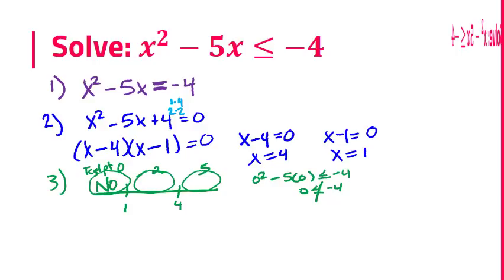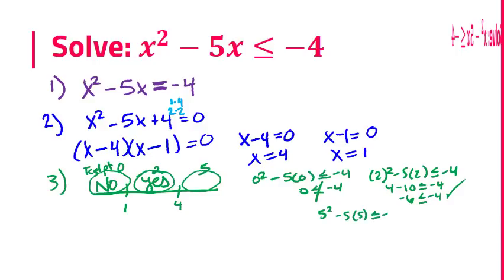I could test another point if I wanted to really prove the point. Now I'm going to test point 2. That means I have 2 squared minus 5 times 2 less than or equal to negative 4. Gives me 4 minus 10. 4 minus 10 is negative 6. Is negative 6 less than negative 4? Yes. So that test point's good to go. And I can make an assumption here. You'll notice there's a pattern, okay? So let's test 5 to see if we have a pattern. 5 squared minus 5 times 5 less than or equal to negative 4. That gives me 25 minus 25, which is 0. Is 0 less than or equal to negative 4? No. Okay.